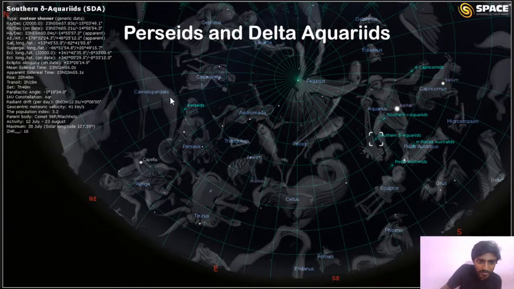So this is the Perseus constellation. And near the head of the Perseus constellation, you can see Perseids over here. Now, Perseids are going to be mostly in the northern area of the sky. Delta Aquarids are going to be in the southern area of the sky. So if you can pay attention to both parts of the sky, you might be able to see meteors coming from both of these meteor showers, and there may even be situations where they cross each other.